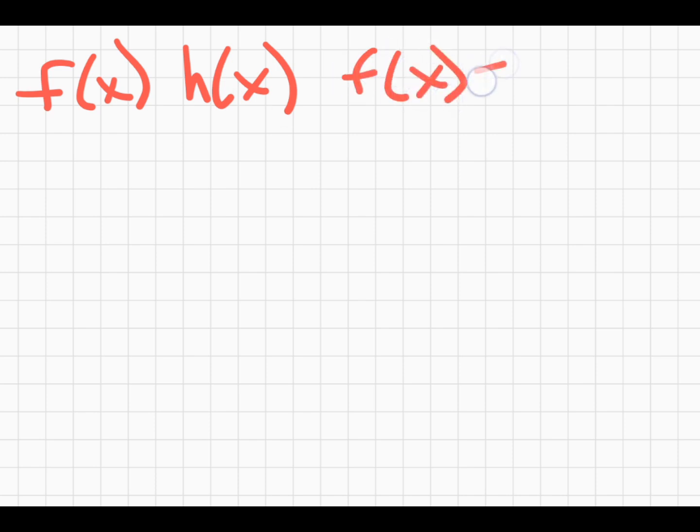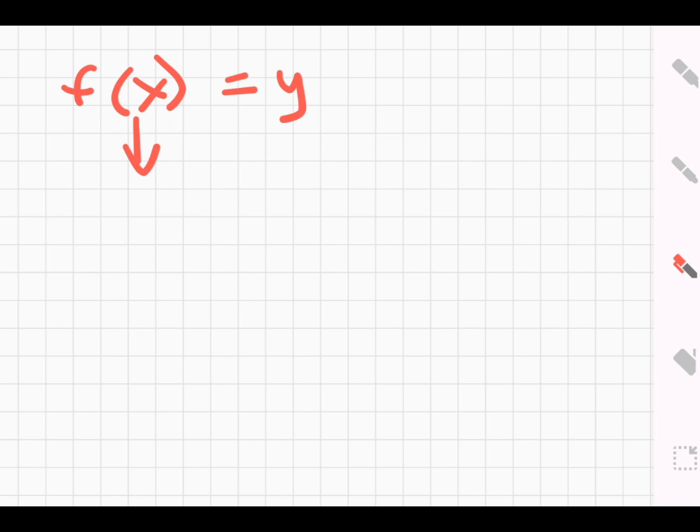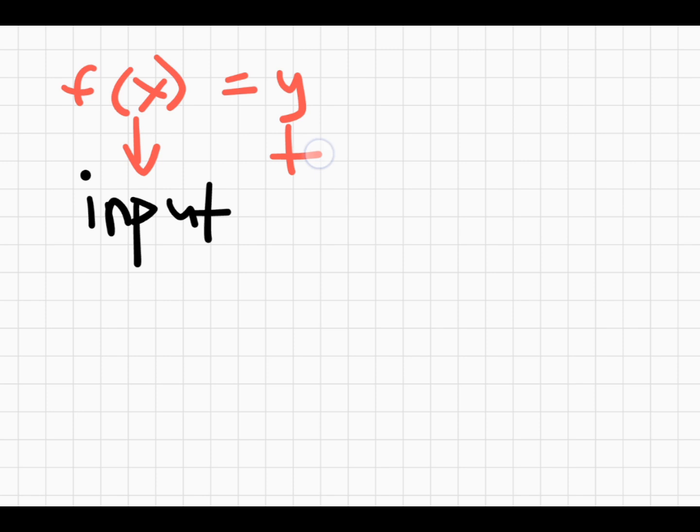A function is a relation between an input and an output. For example, f of x, h of x are examples of a function. f of x is equal to y is a function. So for example, we have f of x is equal to y. f of x is our input and y is our output.